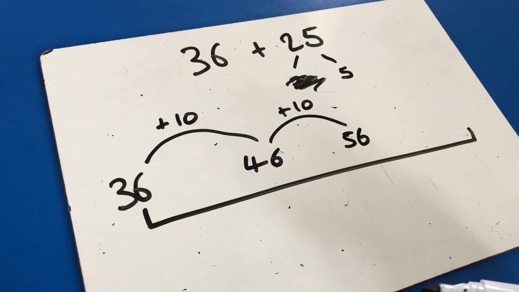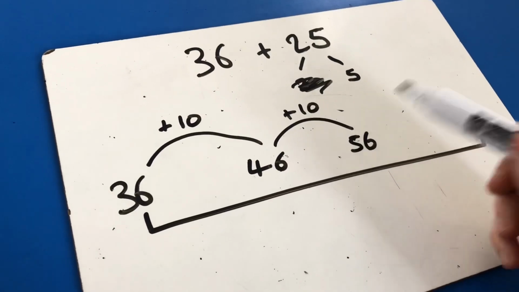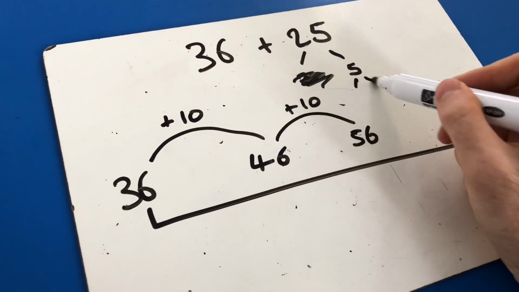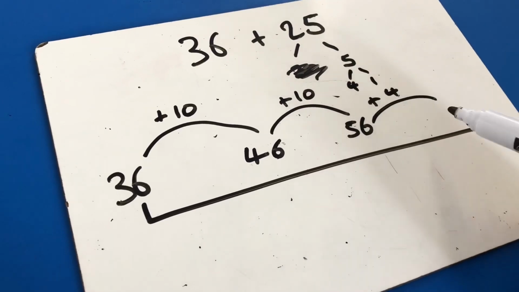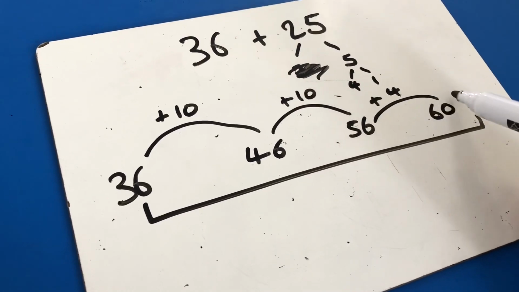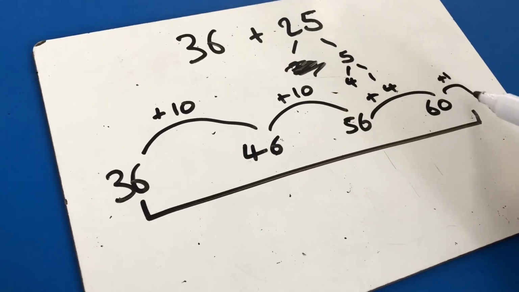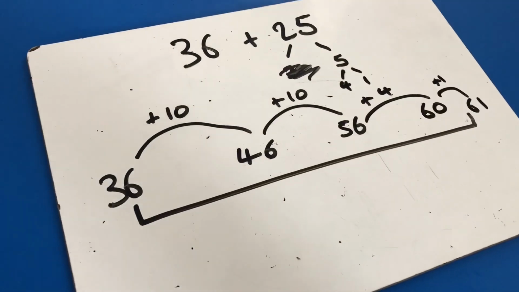Ooh, but 6 add 5, so that could be tricky. So what I could do is I could break down 5 as well. I could say 5 is made by 4 and 1. So I could add 4 to 56 to get 60, and then add 1 more to get 61.